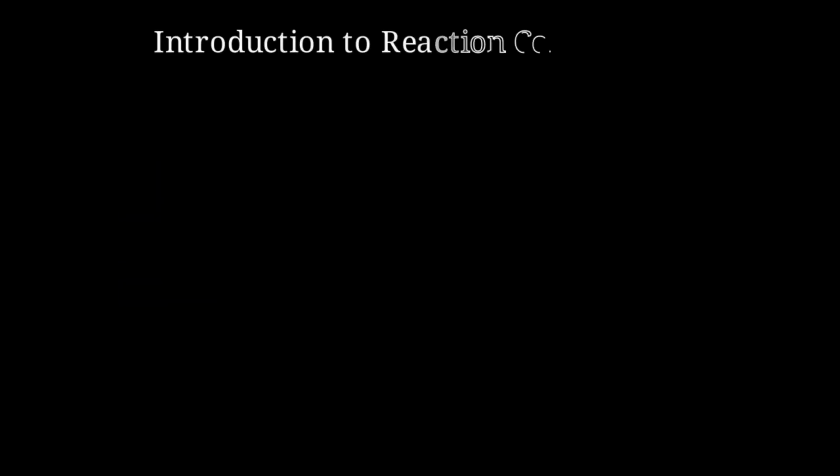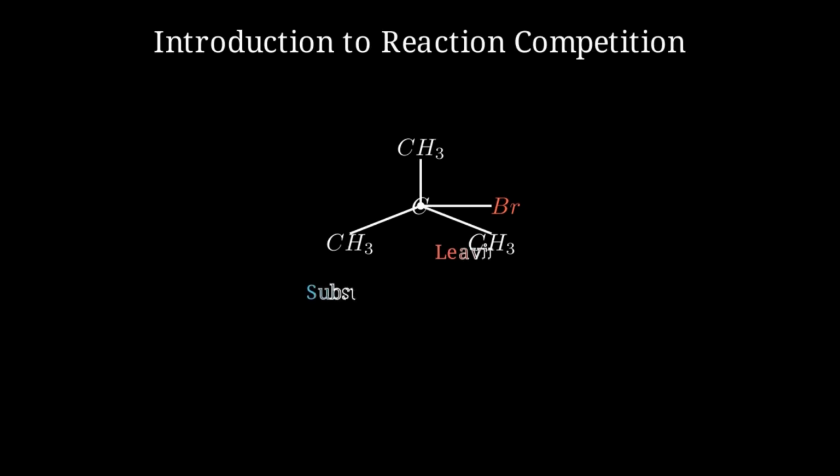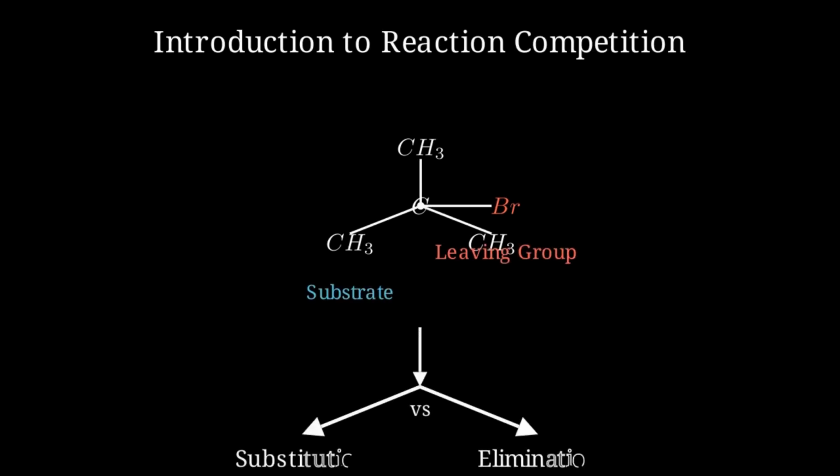In organic chemistry, molecules often face a choice between two paths, substitution or elimination. When we look at tertiary alkyl halides, the structural environment dictates which mechanism will dominate. Today, we examine why one path is almost always blocked.